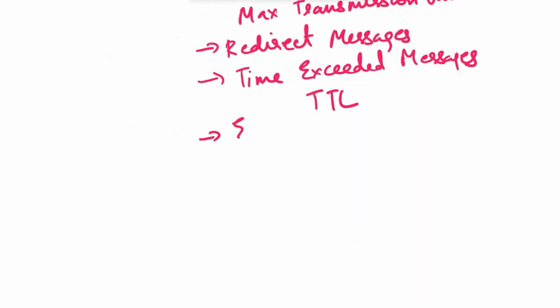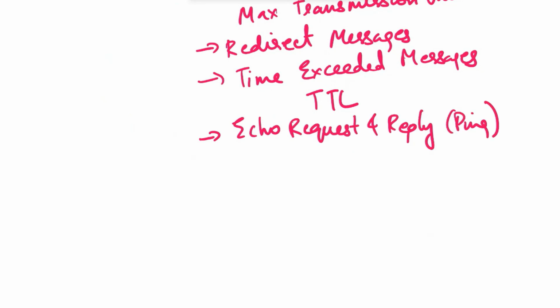Next is echo request and reply, that is ping. ICMP includes echo request and echo reply messages, which are commonly used for network testing and troubleshooting. The ping utility sends echo request messages to a destination host, and the host responds with echo reply messages if it is reachable. This is a widely used tool to check network connectivity.